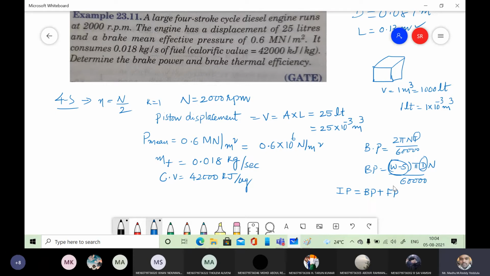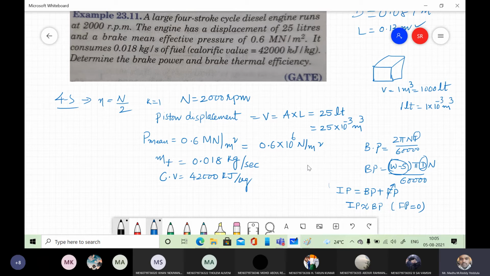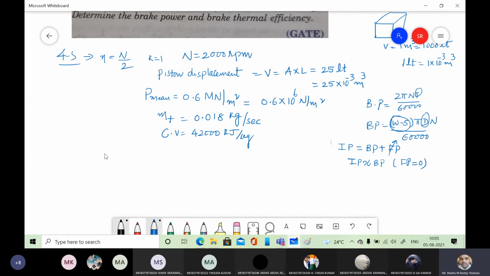Okay. So IP is equal to BP plus FP. Agree, all of you? This is the power developed within the engine. This is the power available at the rear wheels. So when the power is transmitted from engine to the wheels, there will be certain losses. Those losses are called frictional losses, right? So in the absence of frictional losses, IP can be equivalent to BP, provided FP is 0. But this is our assumption because the data is not sufficient to use this formula. Therefore, in order to calculate brake power, I am using the IP formula only: PLAN by 60,000. Okay.